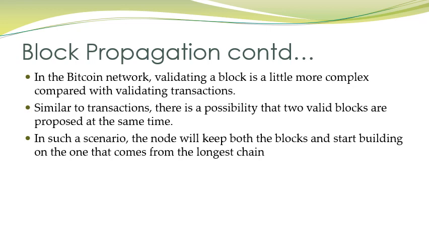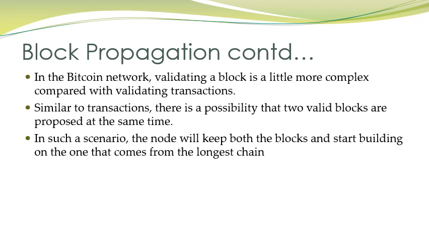Block validation is more complex as compared to transactions, because a block contains different values like the nonce, a hash of the previous block, and a list of transactions, inputs and outputs. The node will verify the hash of the previous block, then verify the nonce value, and then verify every transaction. Validating a block is more complex than validating a transaction.